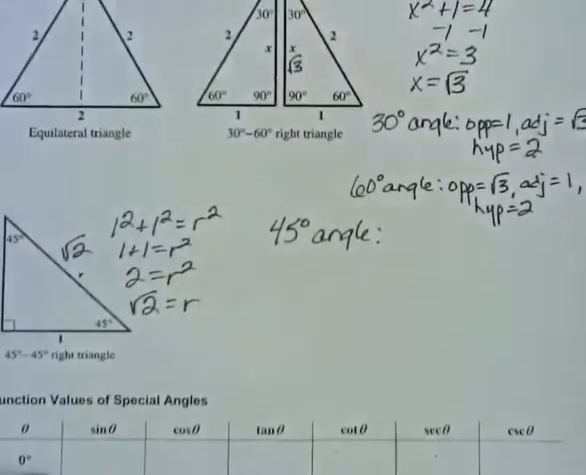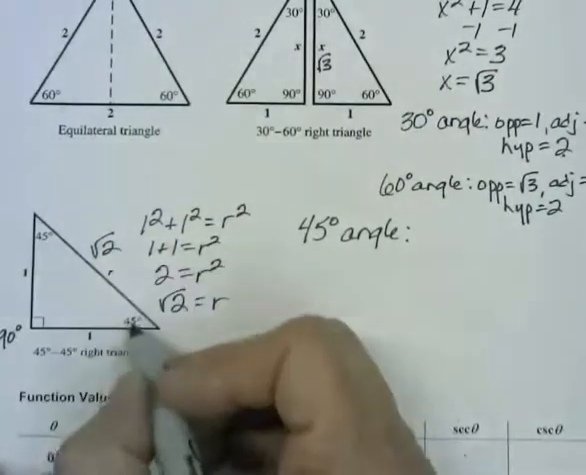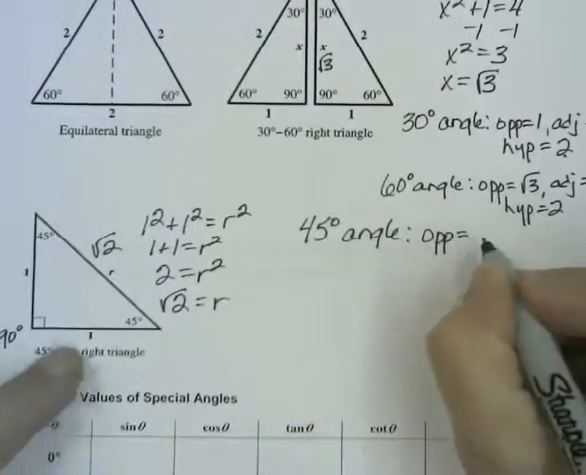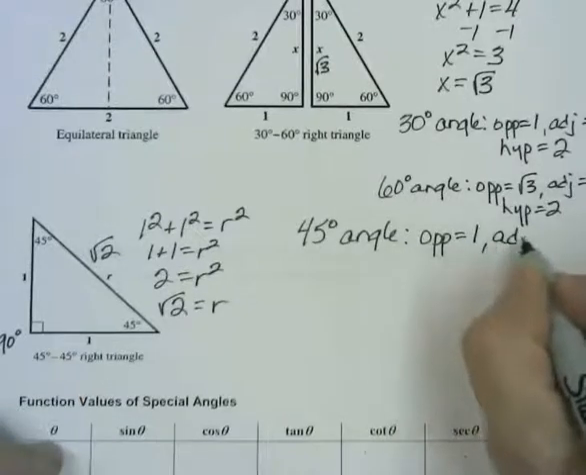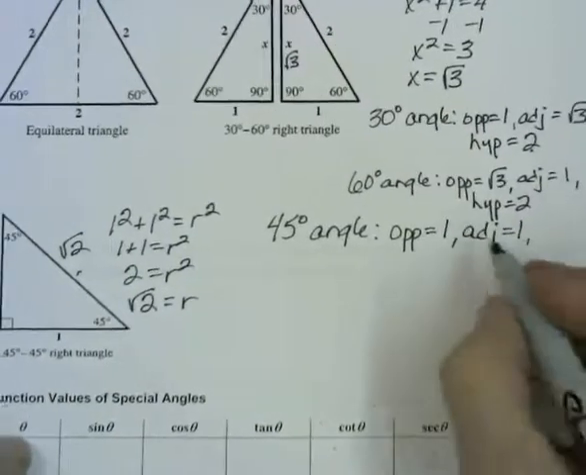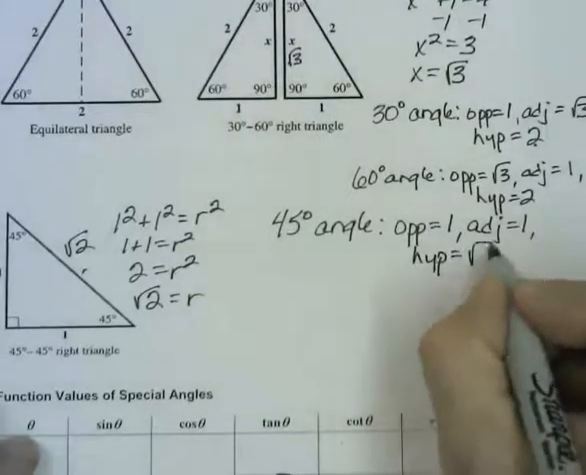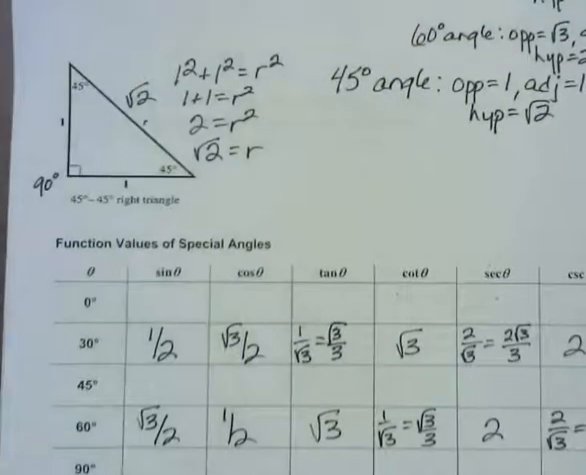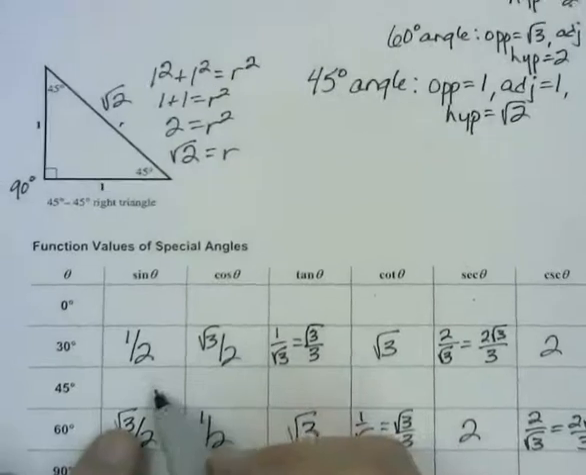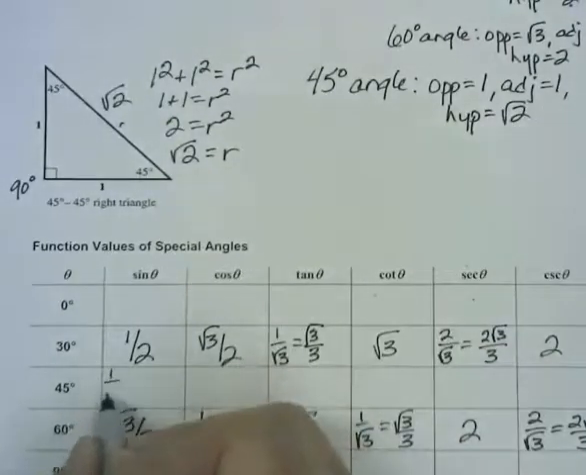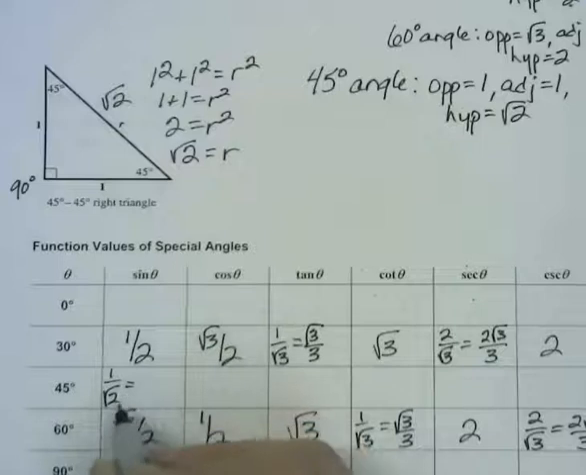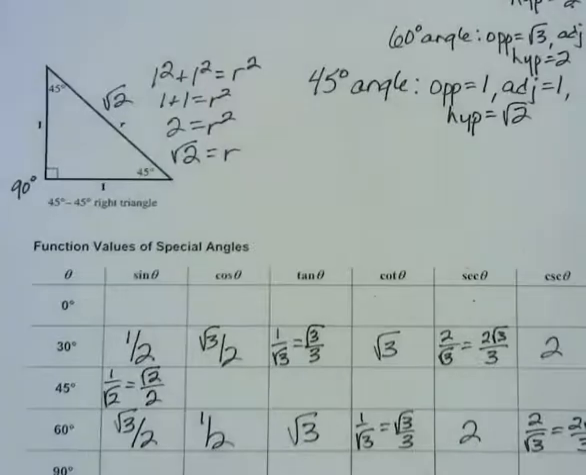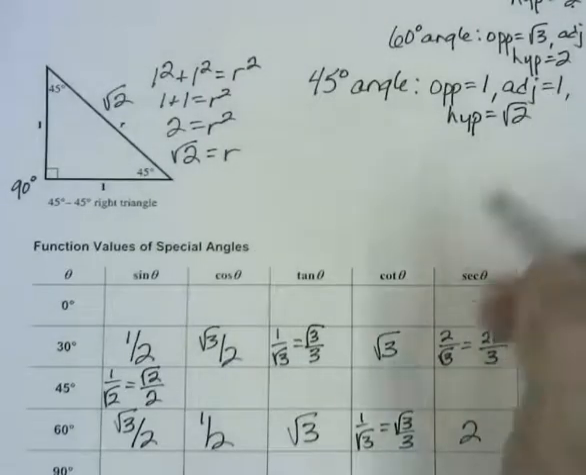So if we're talking about a 45-degree angle, it doesn't matter which angle we look at since they're both the same. So the opposite side in this triangle is 1. The adjacent side is also 1. And the hypotenuse is the square root of 2. We can use those three things to fill in our table for 45 degrees. So sine is opposite over hypotenuse. If we rewrite 1 over the square root of 2 with a rationalized denominator, it's the square root of 2 over 2. Cosine would also be 1 over the square root of 2.